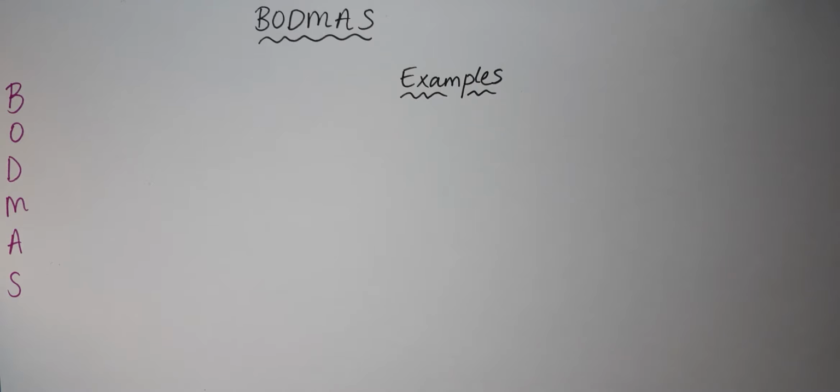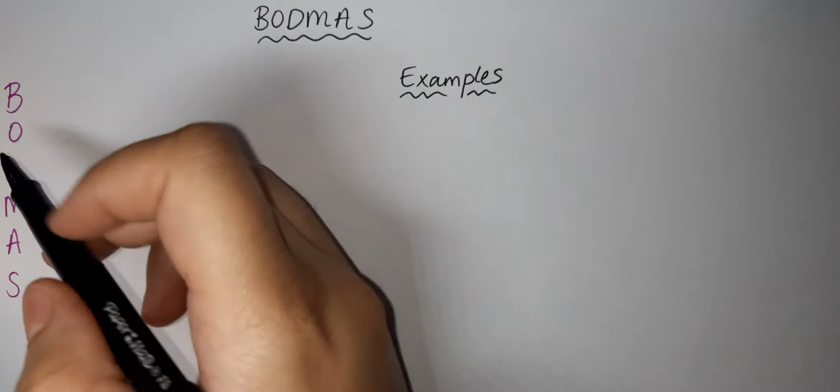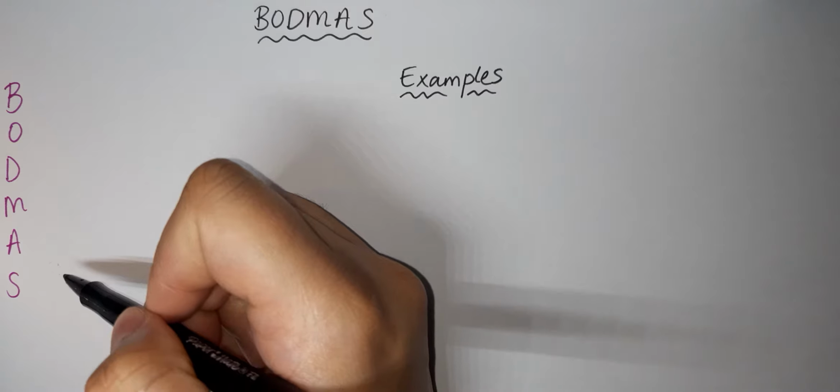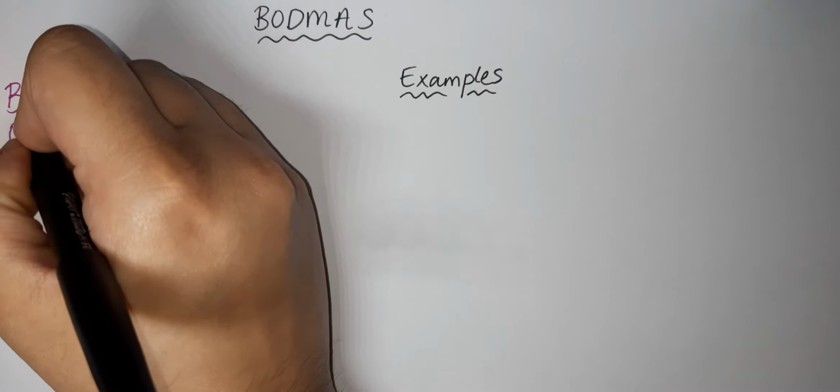Hi guys, in this video I'm going to go through what BODMAS is, what it stands for, and then we're going to go through 3 different examples. So the first thing is to go through what the letters actually mean. So let's start from the beginning. So the B stands for brackets.